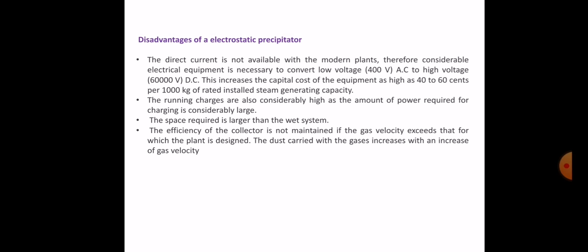But in a certain range we can utilize a mechanical separator, like a gravitational separator. But sometimes, for dust particles below 10 microns, we have to remove them with the help of an electrostatic precipitator. That's why nowadays we are introducing the electrostatic precipitator in thermal power plants.